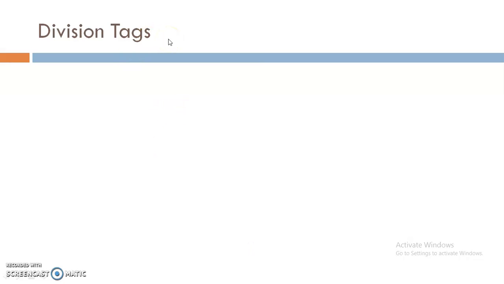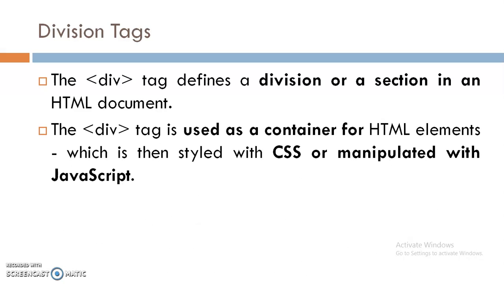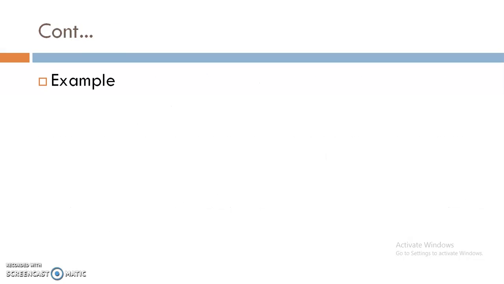Now the next tag is the division tag. The division tag defines a division or a section in an HTML document, and it is used as a type of container for HTML elements, which is then styled with CSS. The division tag is styled by using the class or ID attribute. Now, an example of the division tag.